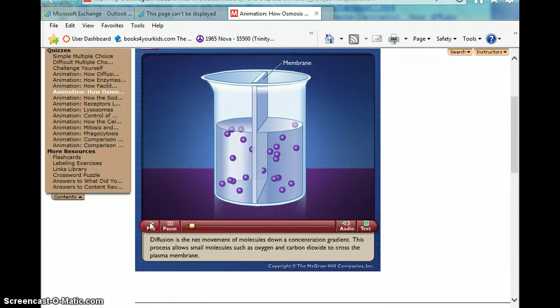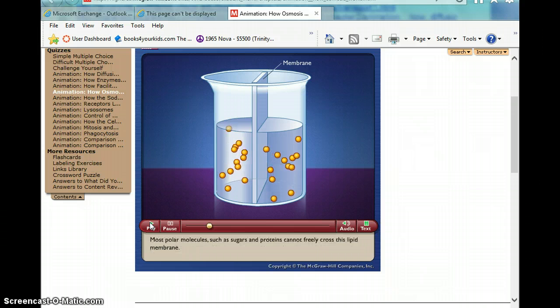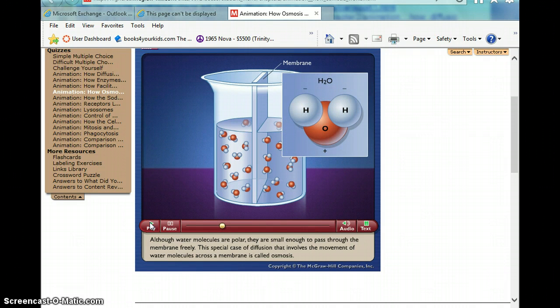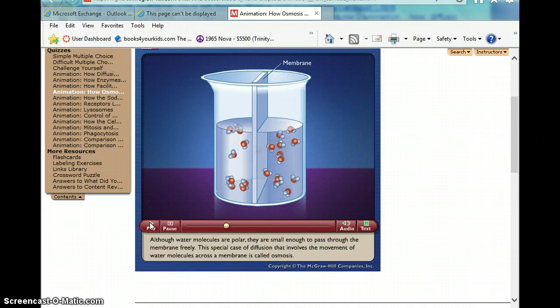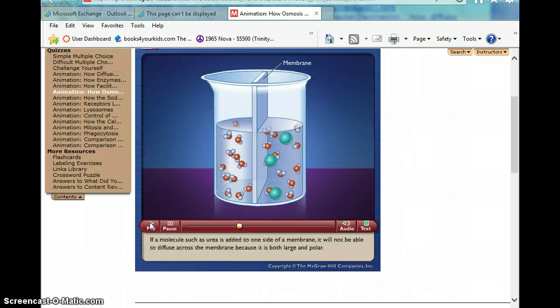Diffusion is the net movement of molecules down a concentration gradient. This process allows small molecules, such as oxygen and carbon dioxide, to cross the plasma membrane. Most polar molecules, such as sugars and proteins, cannot freely cross this lipid membrane. Although water molecules are polar, they are small enough to pass through the membrane freely. This special case of diffusion, involving water molecules across a membrane, is called osmosis. If a molecule, such as urea, is added to one side of a membrane, it will not be able to diffuse across the membrane because it is both large and polar.